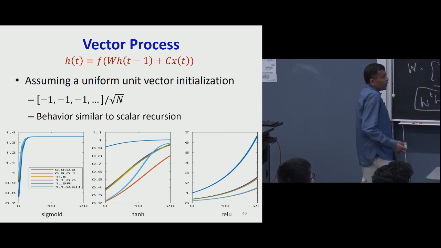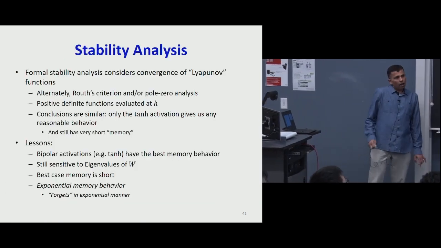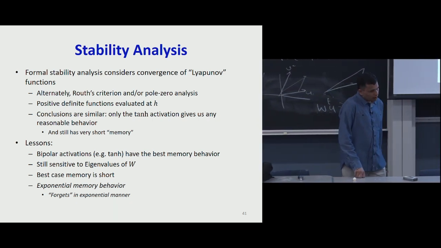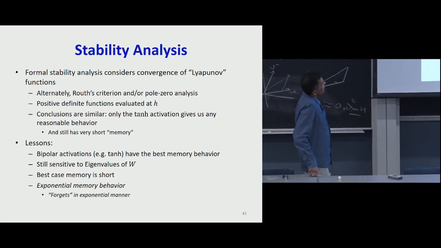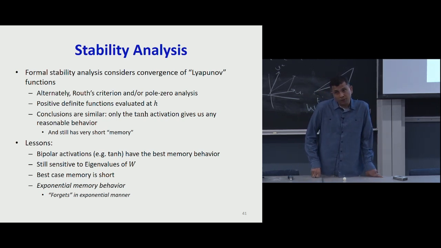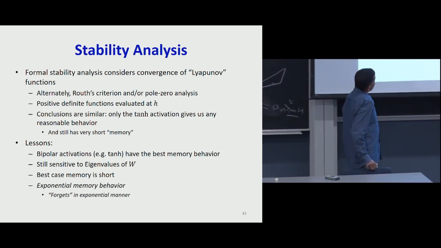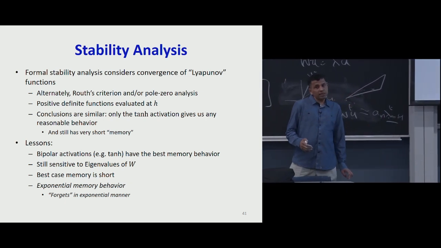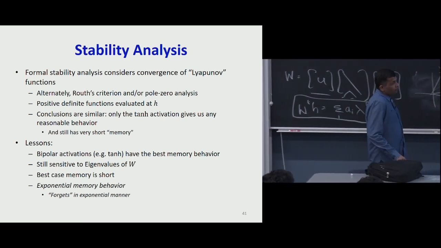So what is the conclusion from all of this? First, if you're looking at stability, if you're looking at BIBO analysis, if you want to do formal stability analysis, you have to look at something more than simple intuitions based on figures. You can do it formally using Lyapunov functions and Routh's criterion and so on, and the conclusions you're going to get are very similar. Only the tanh activation is going to give you any kind of reasonable short-term memory behavior. But none of them actually have long-term memory.